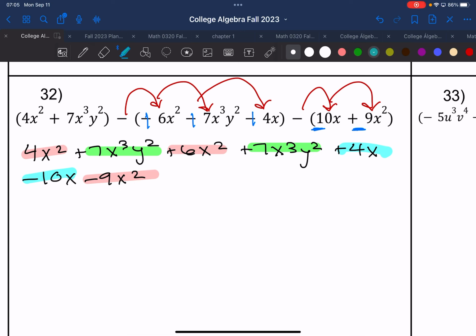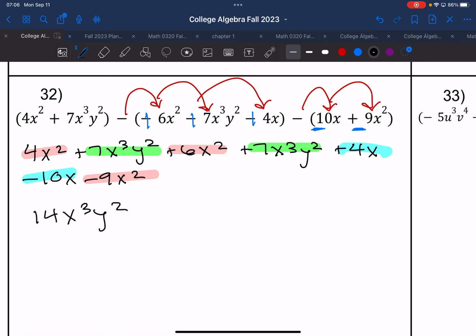Good, x cubed, y squared. Why? Good, there's multiple variables, and the x has the highest exponent. So 7 plus 7, that's 14x cubed y squared. And then we are going to do our x cubed.